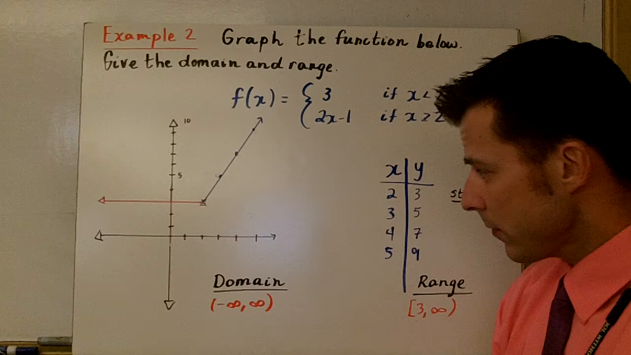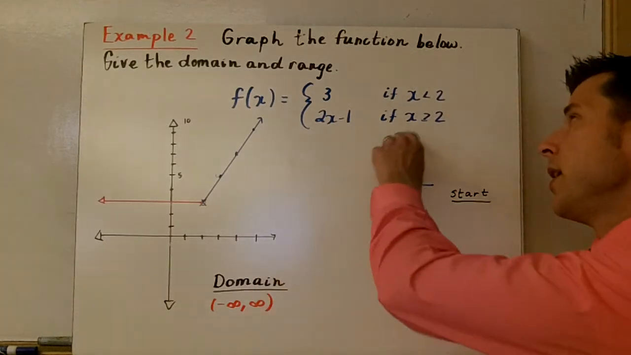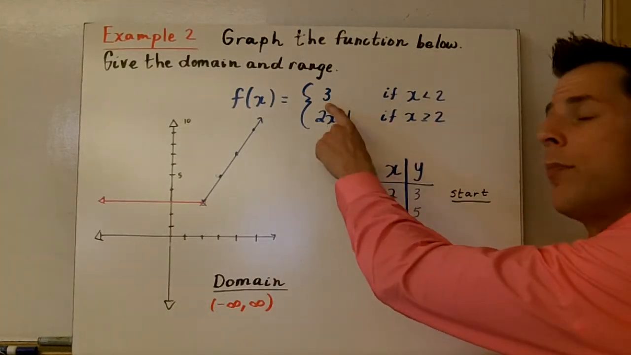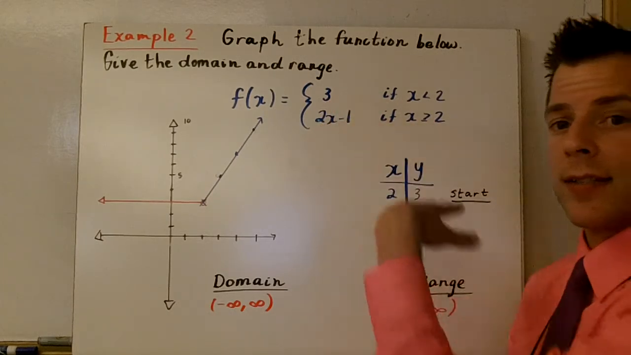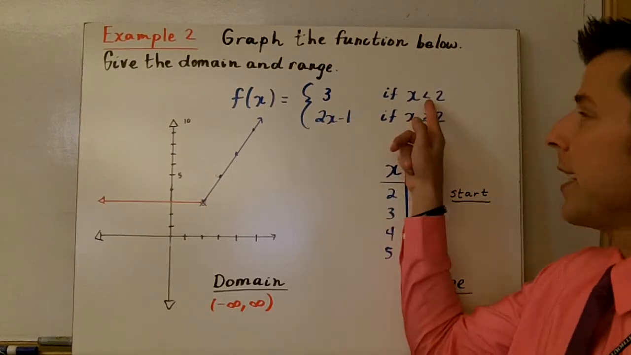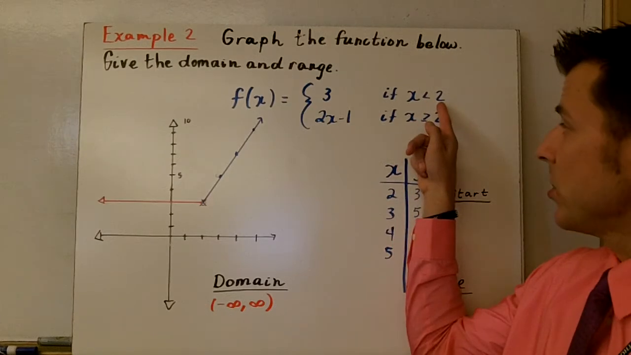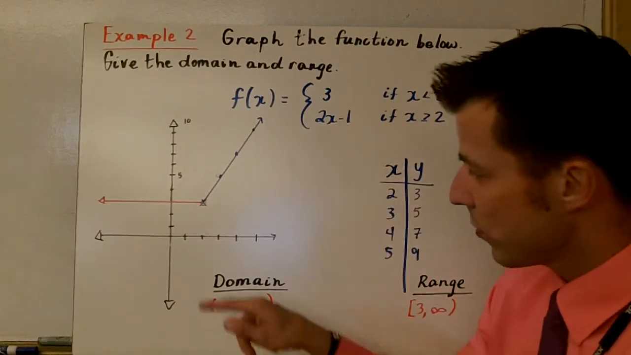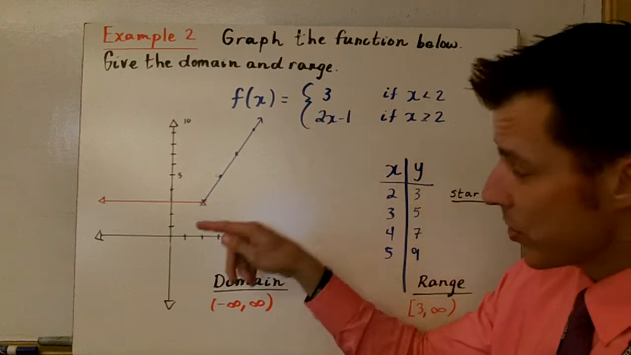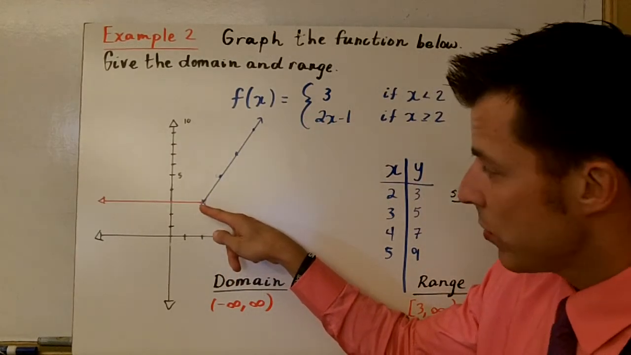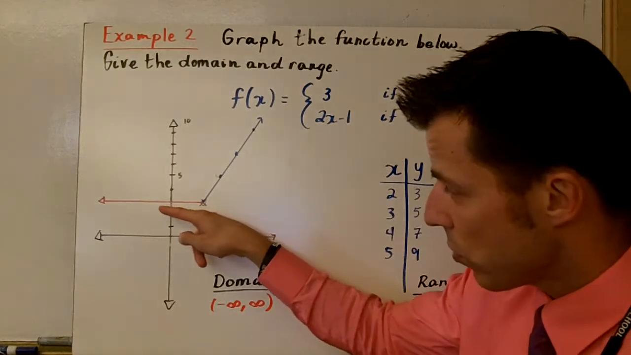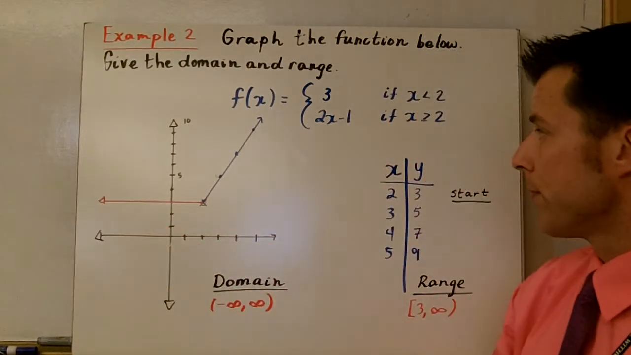Okay, so let's plot the red line first. If x is less than 2, the output will always be 3. This is actually going to be a horizontal line. It's not a point this time because it's not x equals. It's x is less than 2, then the output is always 3. Less than 2, so I'm going to start at 2 with an open circle, and anything less than 2 is going to be a value of 3, so it's a horizontal line going to the left.